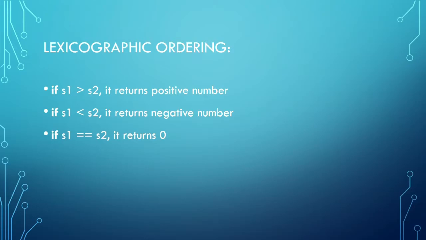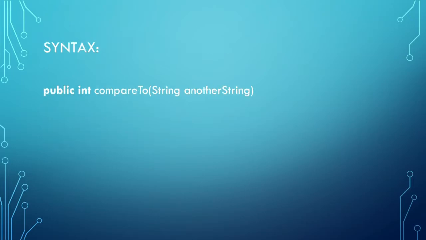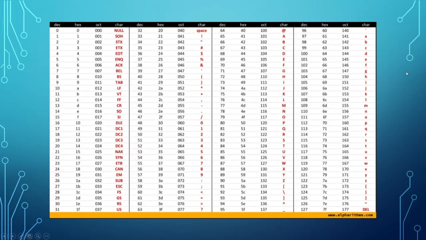So if yung string 1 natin is greater than string 2, it will return a positive number. So if yung string 1 naman natin is less than string 2, it will return naman a negative number. Now, if equivalent sa isa't isa si string 1, pati si string 2, automatically, it will return a 0 number. Okay? So, let's start. So, the syntax is public int and then compare to, tapos string another, then yung another string method po natin.